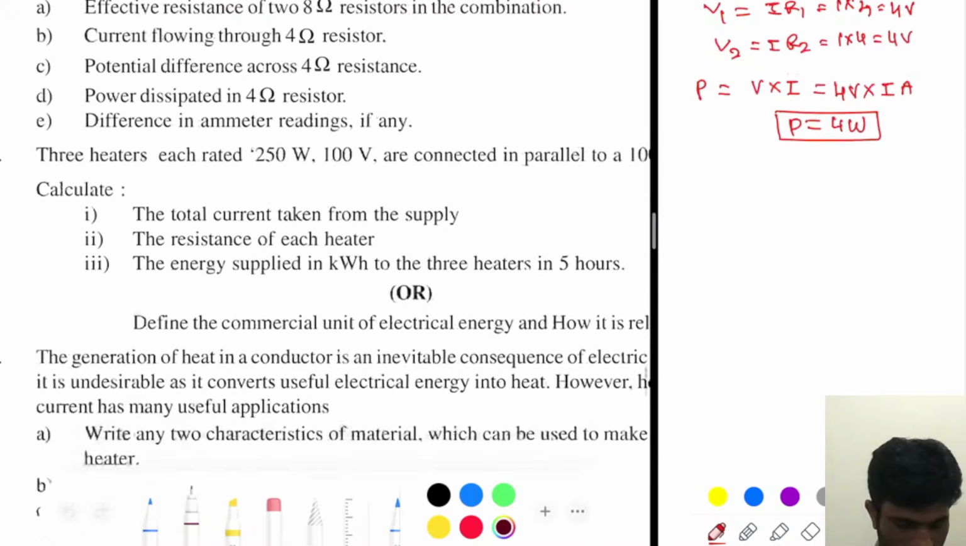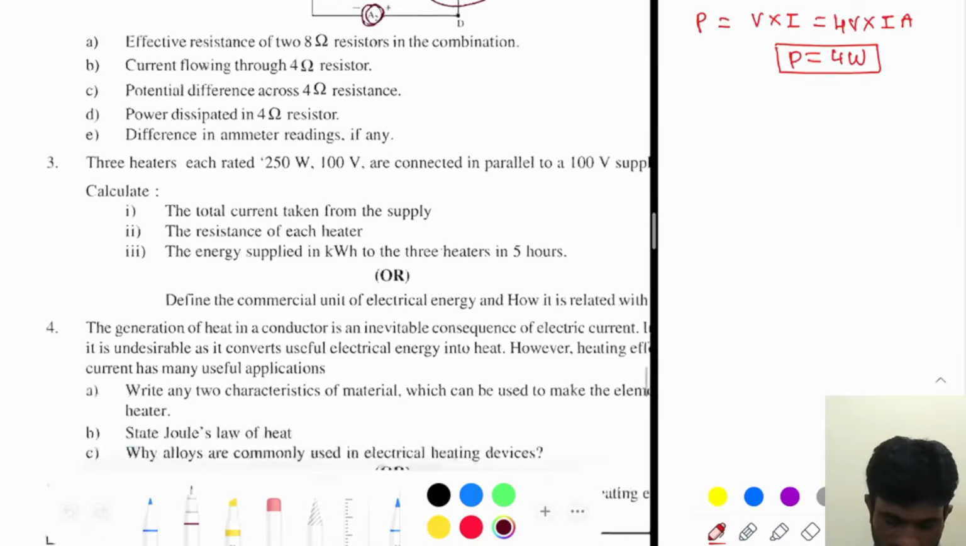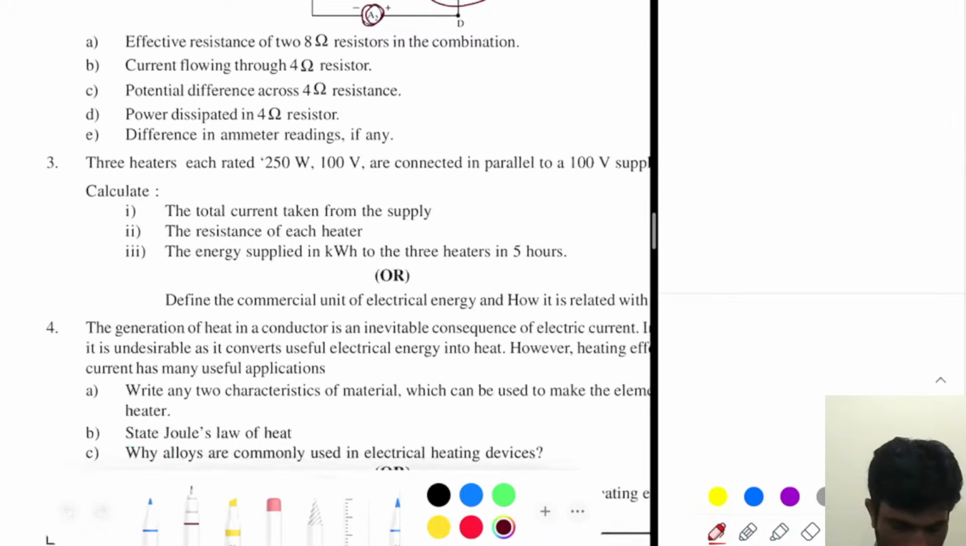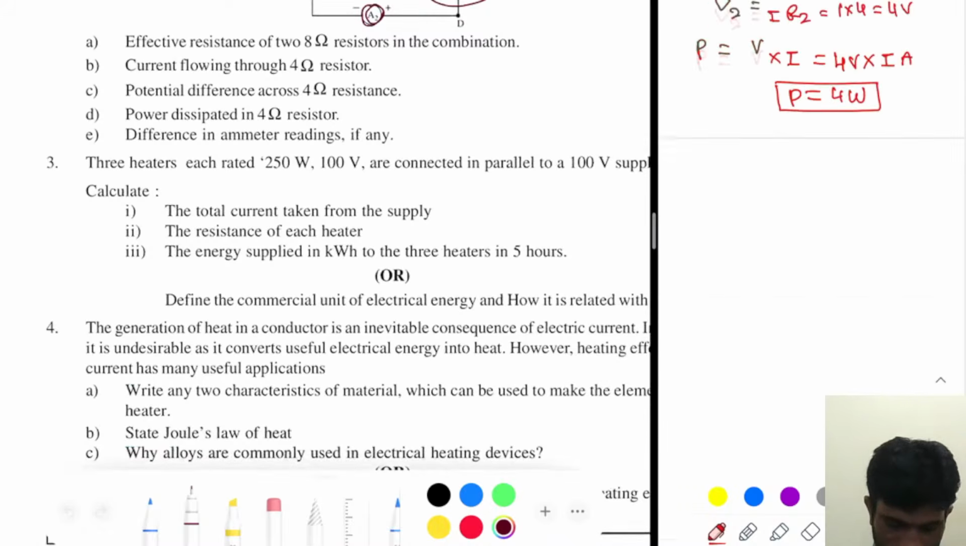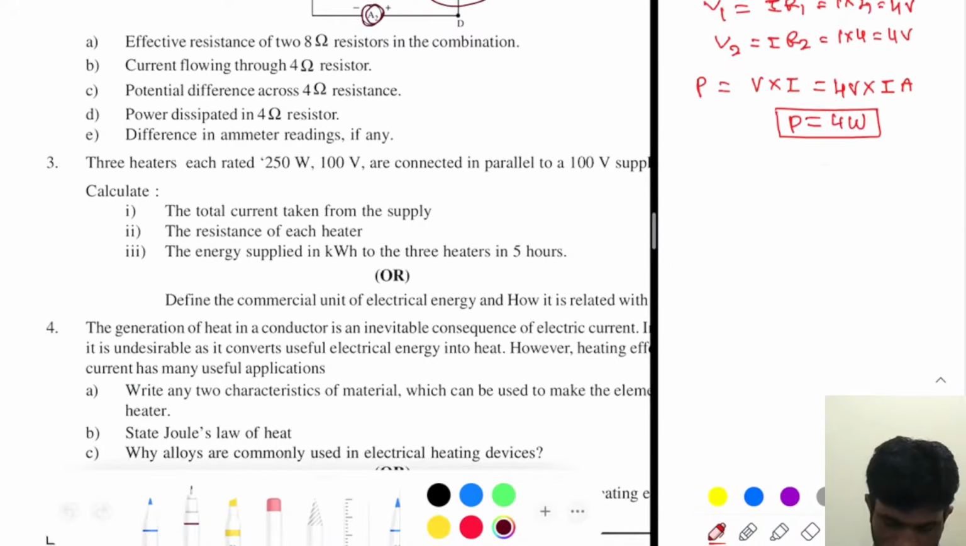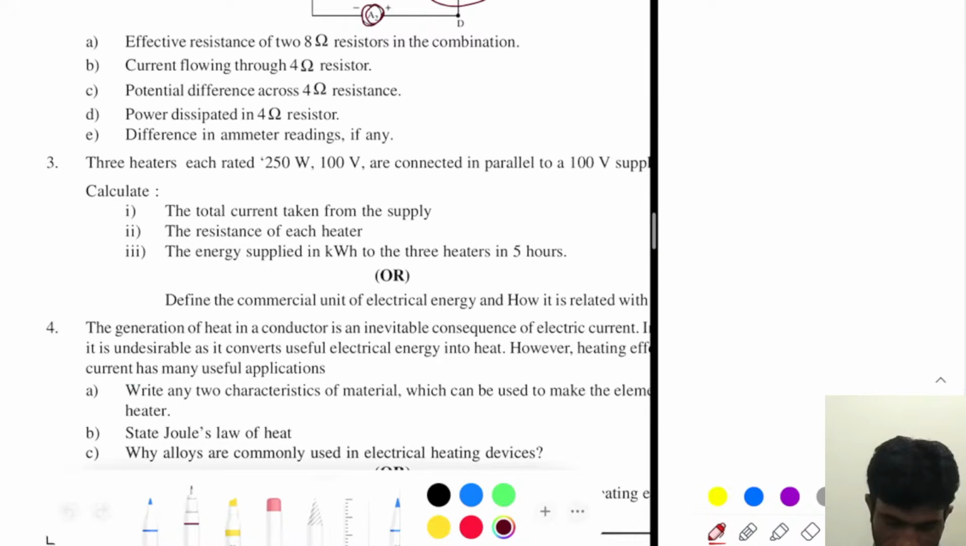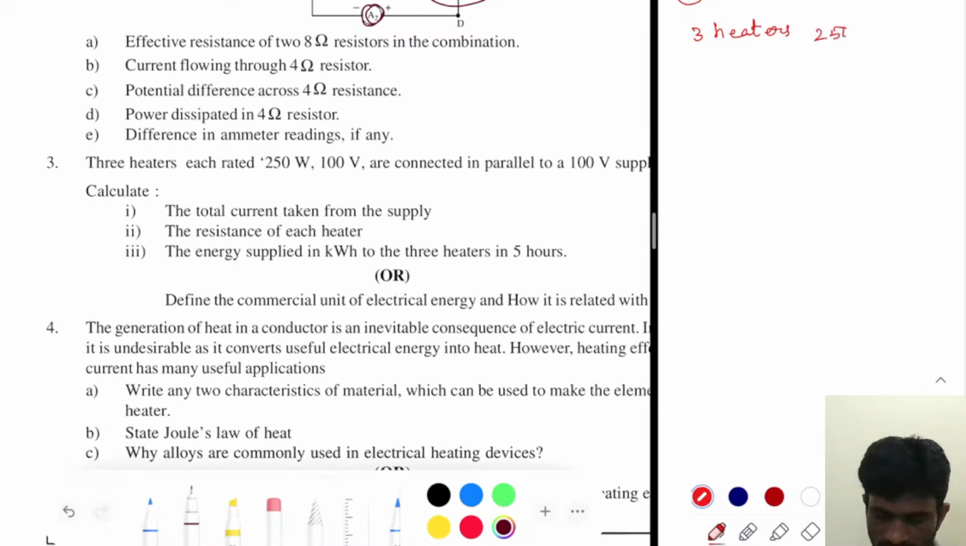Next question. Let's see this question number 3 case study. Here what it is given. 3 heaters are given. We have to listen carefully, observe carefully. 3 heaters of 250 watt, it is given.